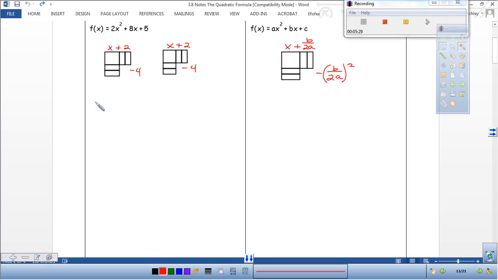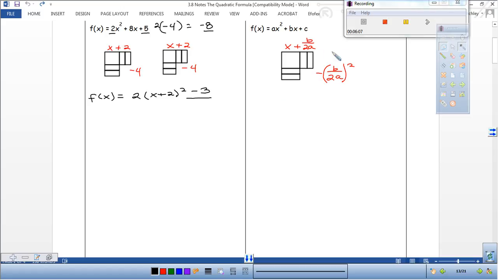So let's write what we have so far. We have f of x equals my value of a, which is 2, so I have 2 of my little squares, times x plus 2 squared, the area of that square. Then we need to find how many little boxes we're missing. I am missing 4, but I have 2 of them, so I'm missing a total of 8. I have 5, and I'm missing 8. So what am I missing total? Missing 3. I have 5, I'm missing the 8, so I'm missing 3 total.